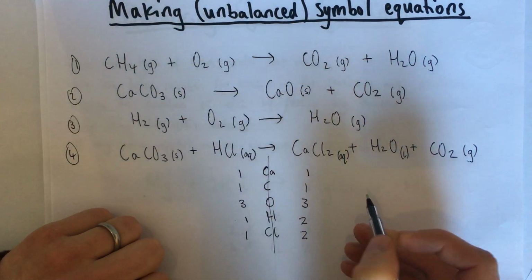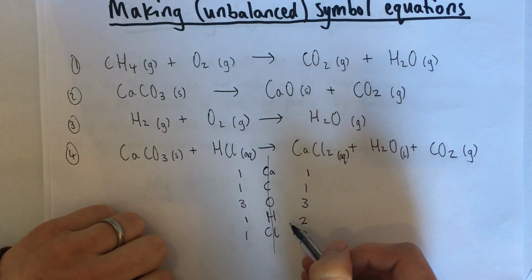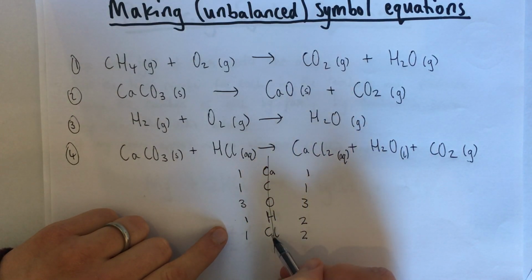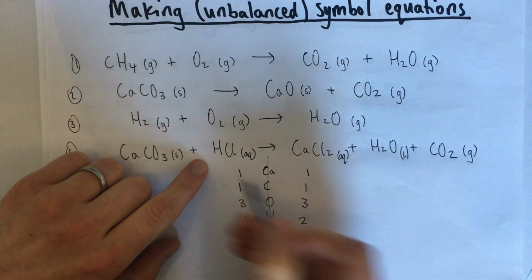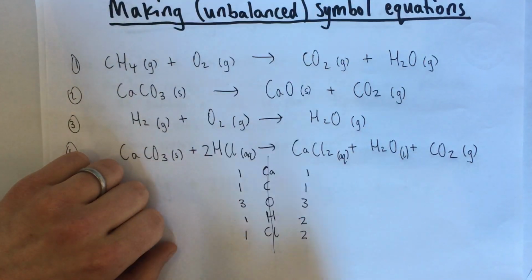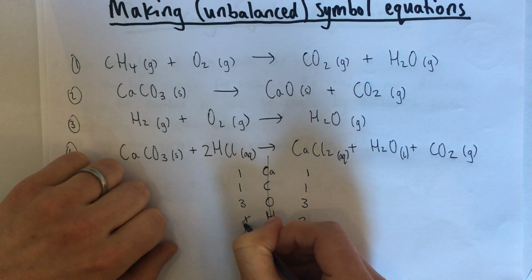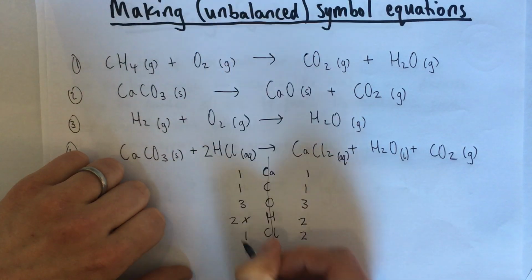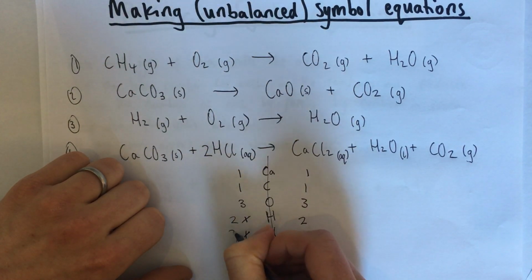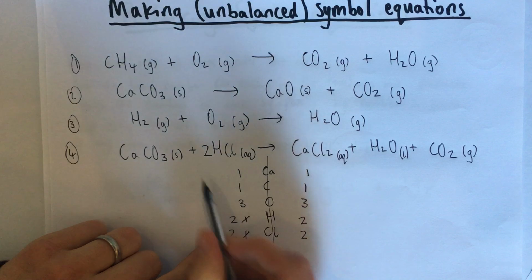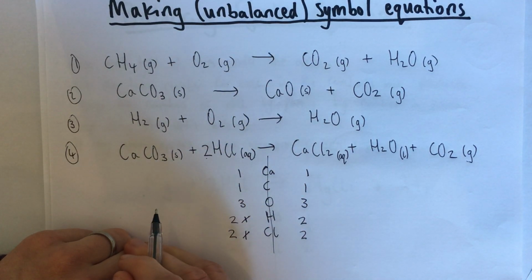So it should be quite straightforward, this one, because it's nearly balanced already. I just need to change the hydrogen and the chlorine. I can do them both by putting a 2 in front of that. And that means that there's now 2 hydrogen atoms on that side and 2 chlorine atoms on that side. So that is now balanced just by putting a 2 there.